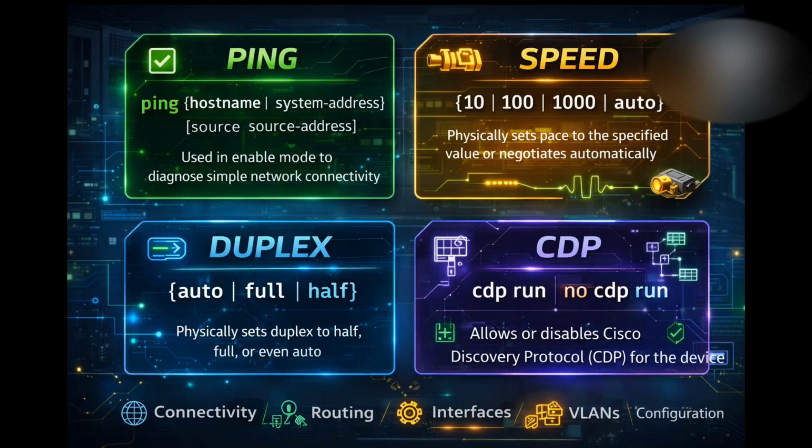Now let's talk about CDP, Cisco Discovery Protocol. The command cdp run enables CDP globally on the device. The command no cdp run disables it. CDP helps identify directly connected Cisco neighbors and is extremely useful for troubleshooting cabling and connectivity problems.